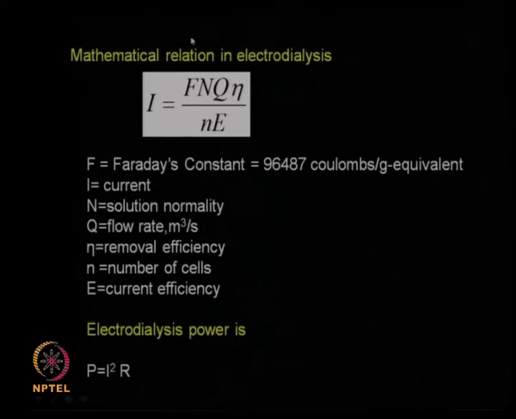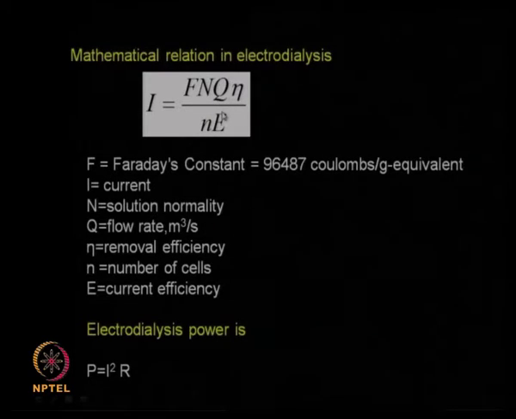Now using this equation I can calculate, if I know the flow rate, if I know efficiency factors a little bit here, like this efficiency and this efficiency, okay, and N gives you the number of cells. So if I know all these, I may be able to calculate what will be I, that means what will be the current.